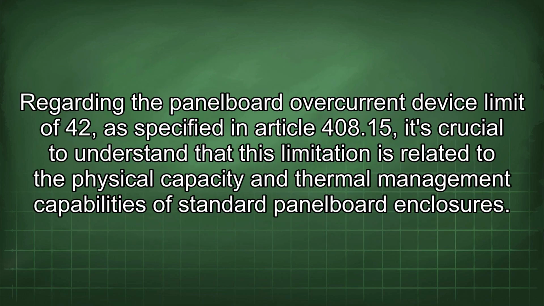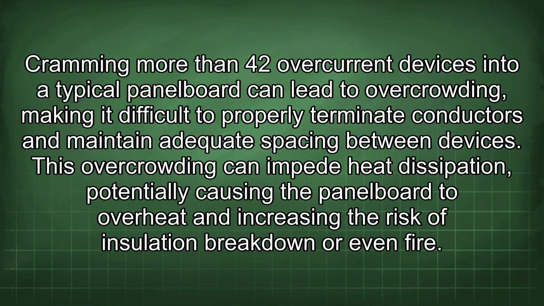Regarding the panel board overcurrent device limit of 42, as specified in Article 408.15, it's crucial to understand that this limitation is related to the physical capacity and thermal management capabilities of standard panel board enclosures. Cramming more than 42 overcurrent devices into a typical panel board can lead to overcrowding, making it difficult to properly terminate conductors and maintain adequate spacing between devices. This overcrowding can impede heat dissipation, potentially causing the panel board to overheat and increasing the risk of insulation breakdown or even fire.